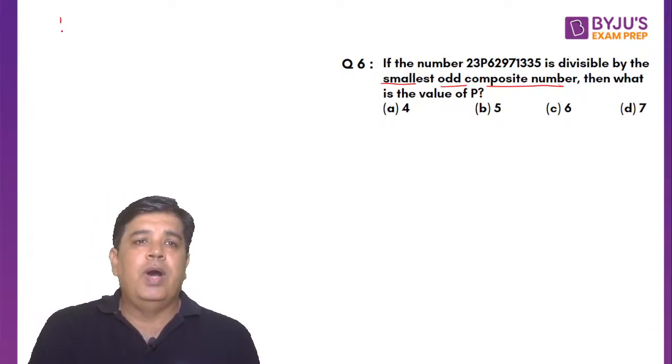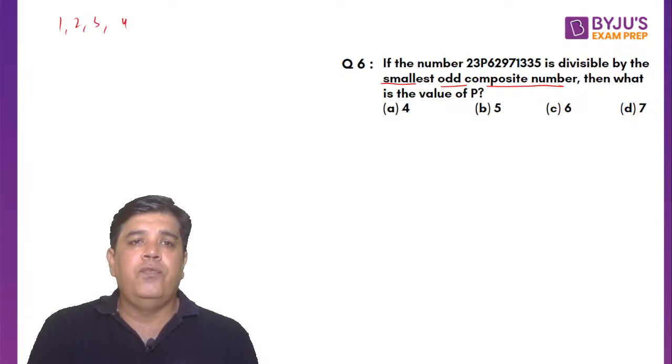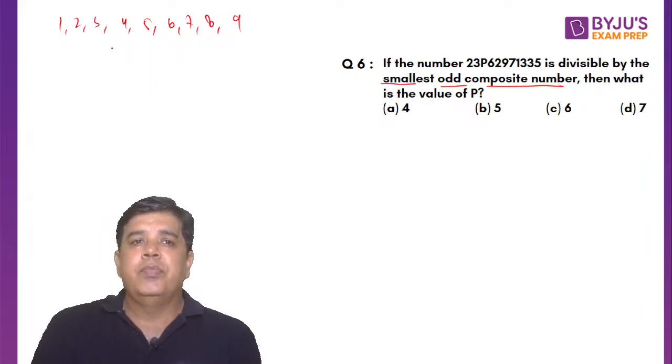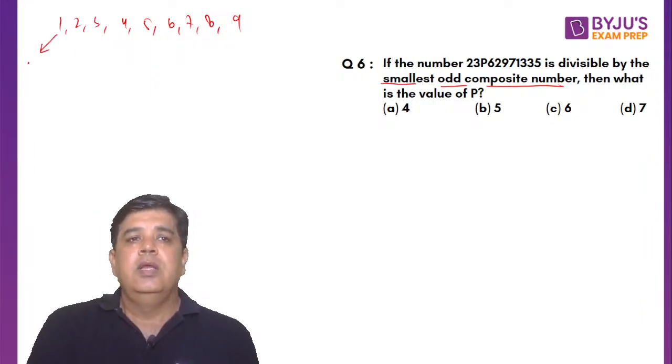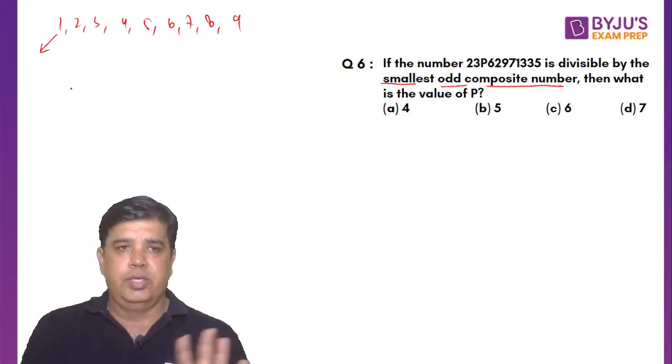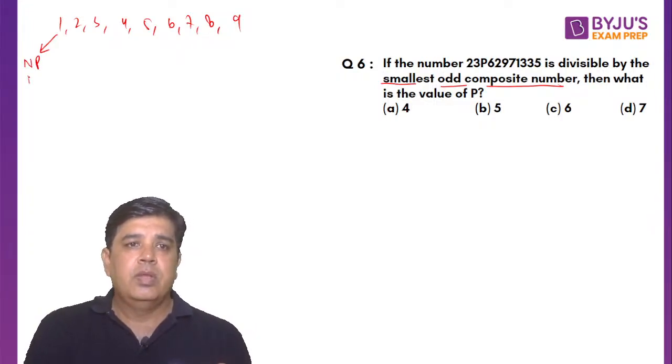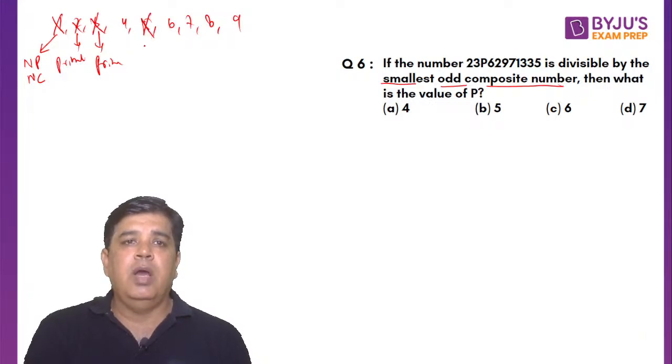Okay, so 1, 2, 3, 4, 5, 6, 7, 8 and 9. These are the first 9 digits. 1 is neither prime nor composite. This is out, right? Neither prime nor composite. So this is out. 2 is prime, out. 3 is prime, out. 5 is prime, out.